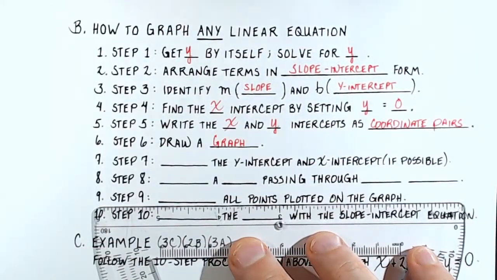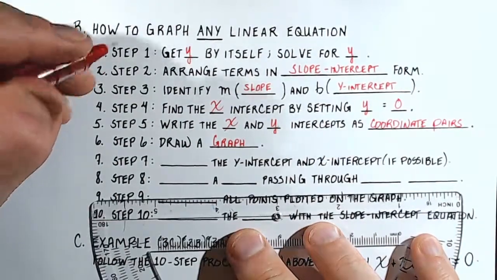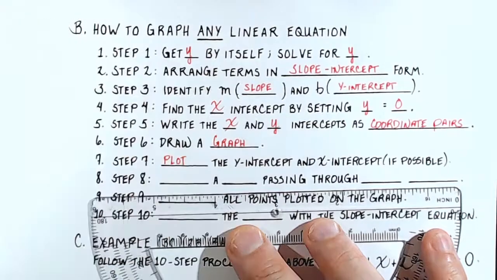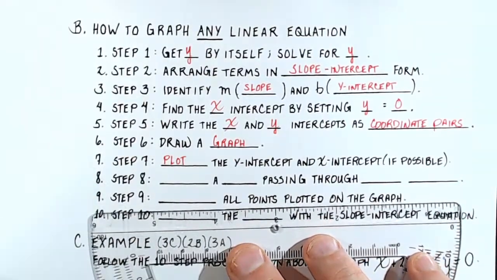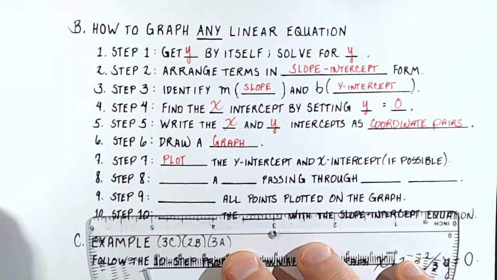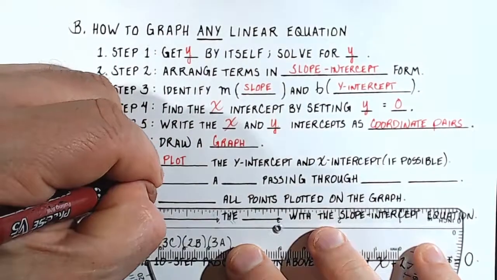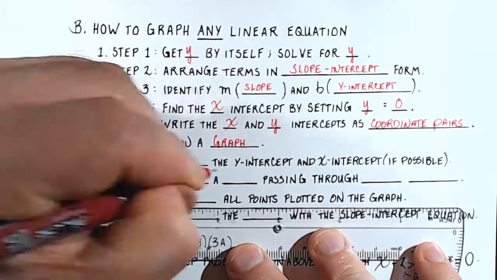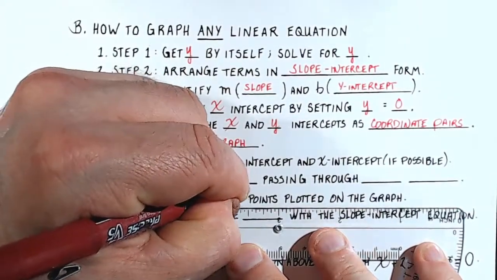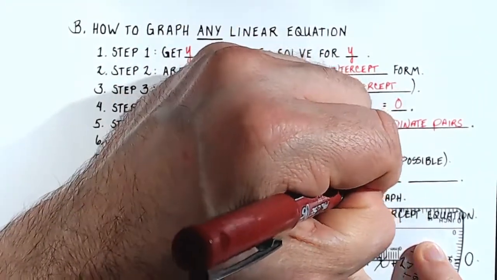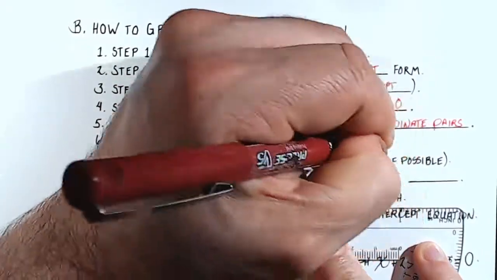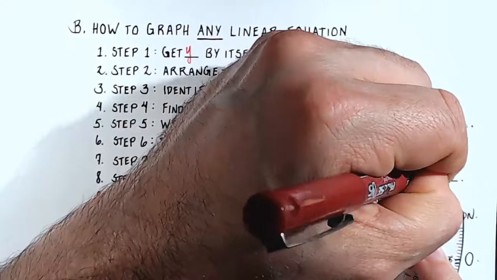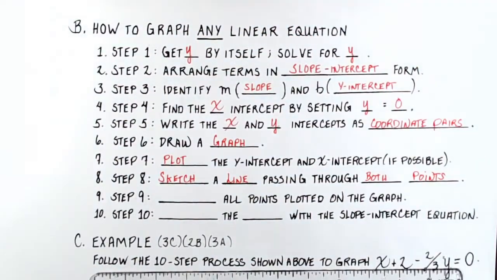Step 7, plot the y-intercept and x-intercept if possible. The word is plot. Plot the y-intercept and x-intercept. Step 8, sketch a line passing through both points. So once we get both points plotted, we're going to draw a line through the 2 points because we need 2 points in order to draw a straight line.